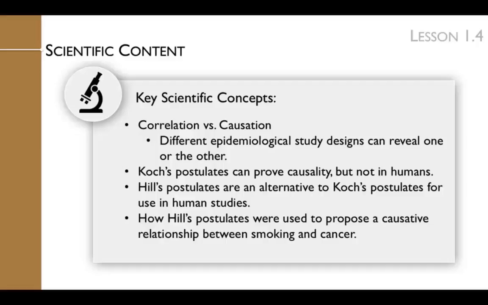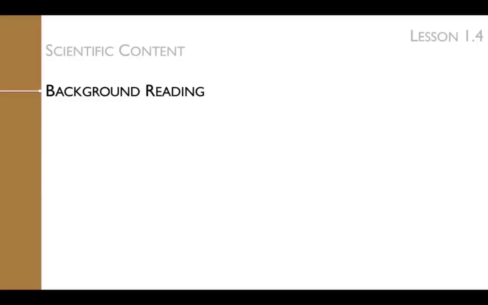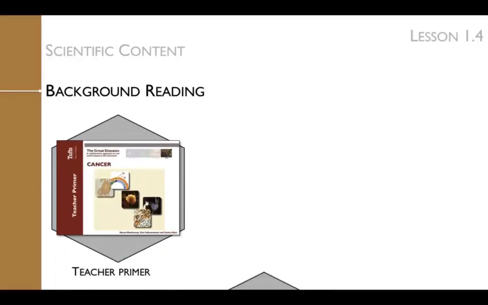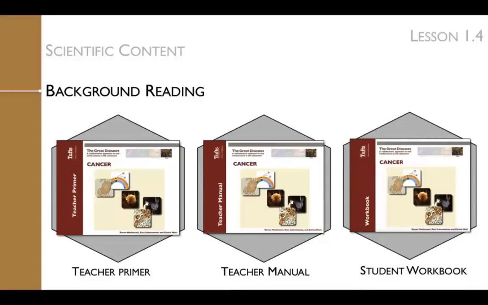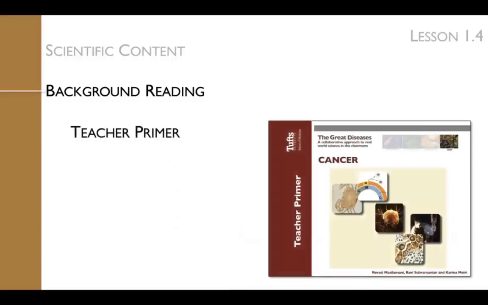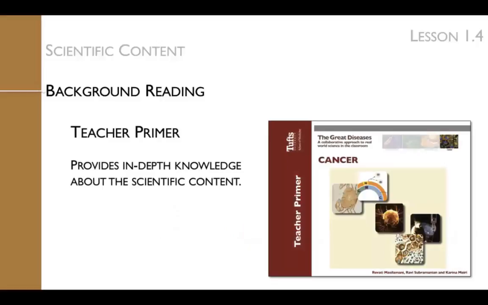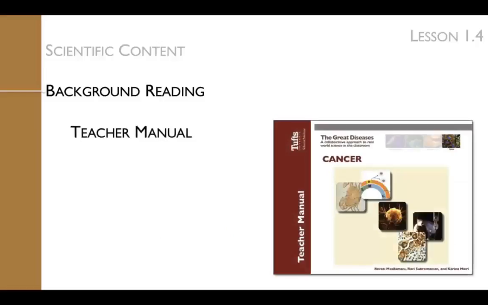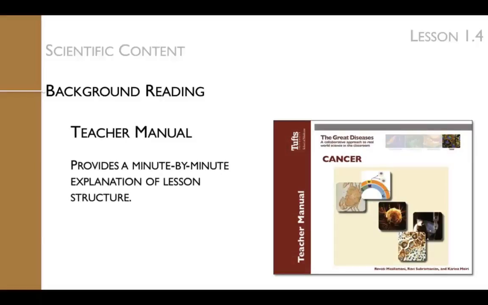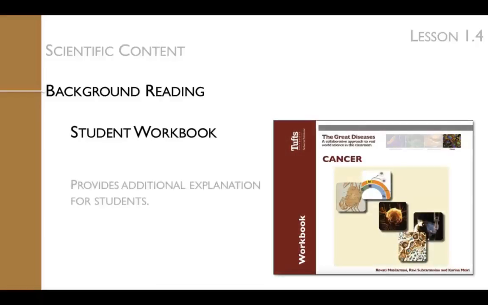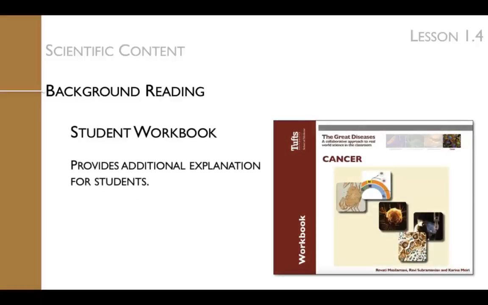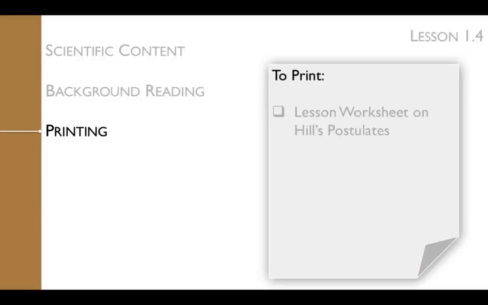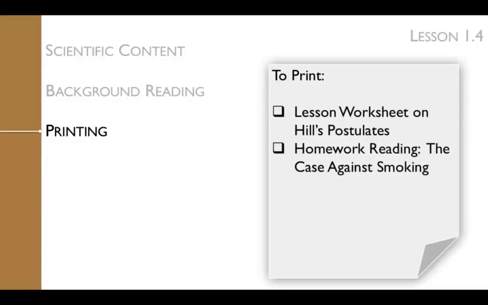You can review this scientific content in the background reading provided for you in the teacher primer, the teacher manual, and the student workbook. The teacher primer provides in-depth knowledge about the scientific content presented in this lesson. The teacher manual, or lesson plan, provides a minute-by-minute explanation of the lesson structure. And the student workbook provides additional explanation for students. Be sure to print the lesson worksheet on Hill's postulates and the homework reading on the case against smoking.